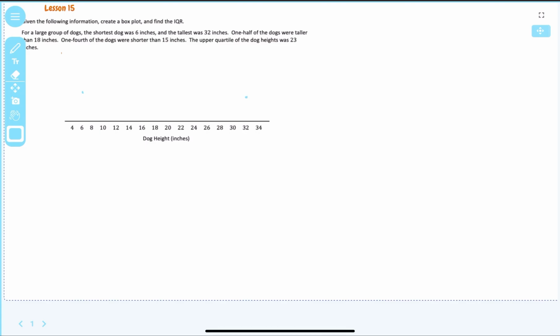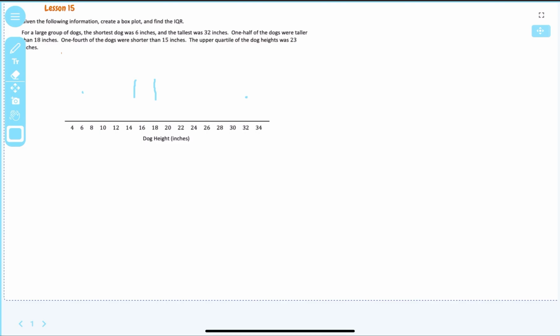One half of the dogs were taller than 18 inches. So what does that mean? If half of them are taller than 18 inches, what's that going to be? That's going to be the median. Yeah. The upper quartile, let's see, where are we at? 1/4 of the dogs were shorter than 15 inches. So what's that going to be? That's going to be the Q1, right?